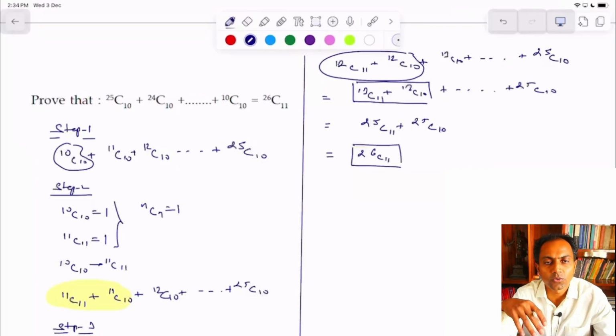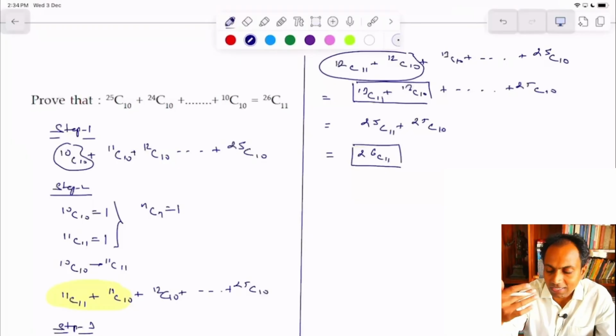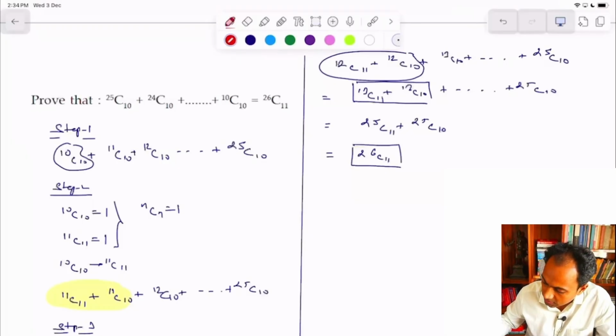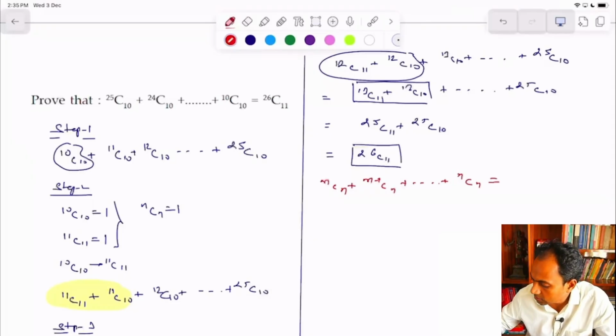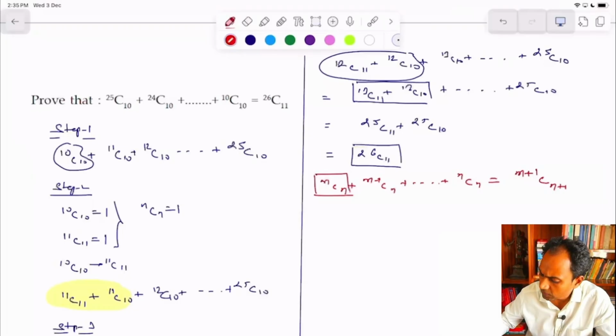Now you can always keep on doing this. This is the 3-step process that you can apply in every such question, but it would be easier if I remember this small result. What is the result? If I have MCN plus M minus 1 CN and it goes till NCN, assuming that M is greater than N, of course, then the answer to this would be, if you take the first term, it will have 1 added, so that would become M plus 1 C N plus 1. So what you need to do is simply in this formula, here in the n part add 1, here in the bottom part in place of n also add 1.